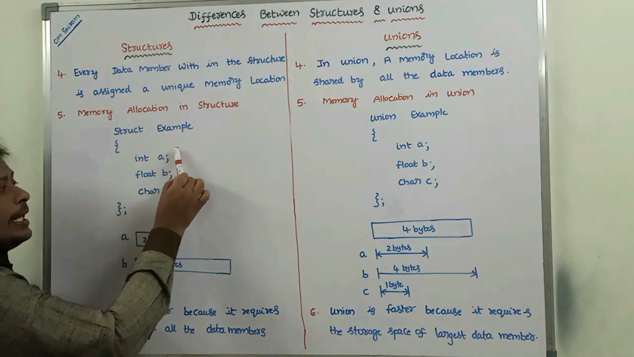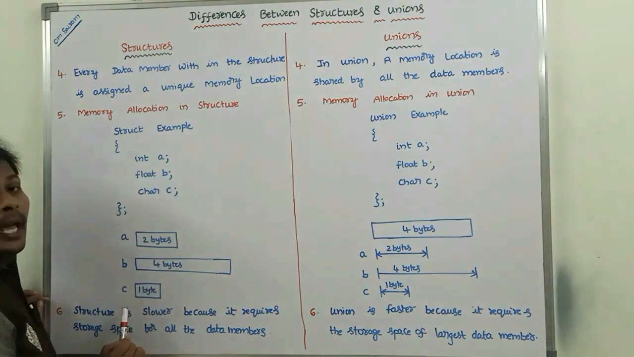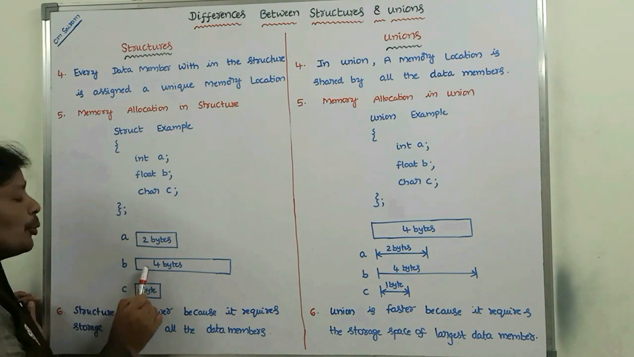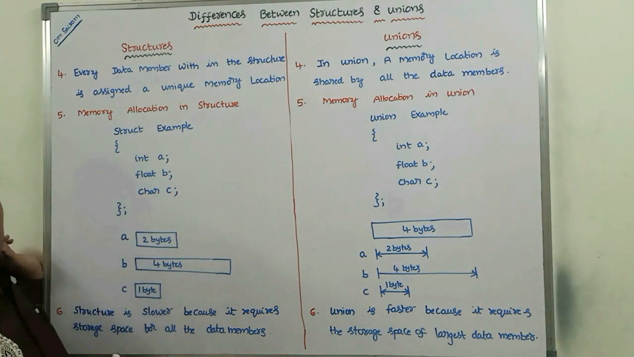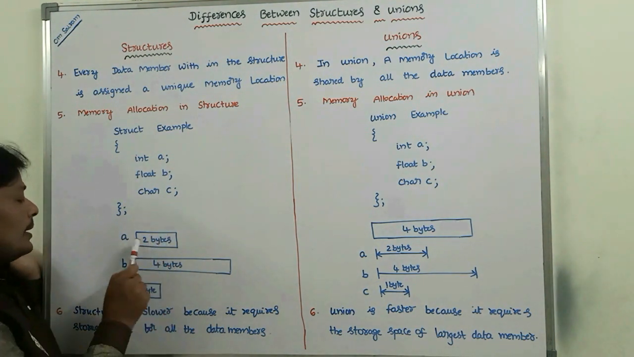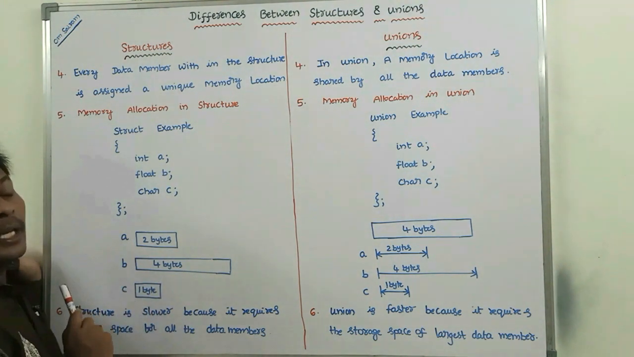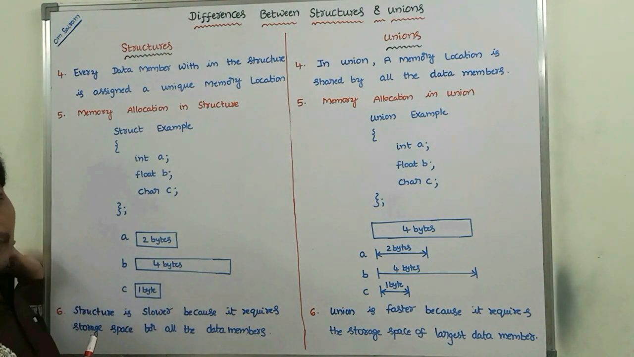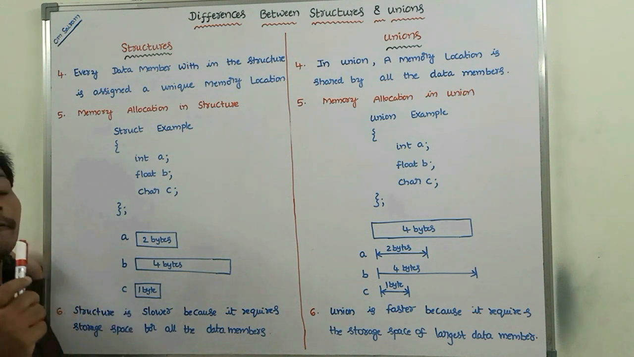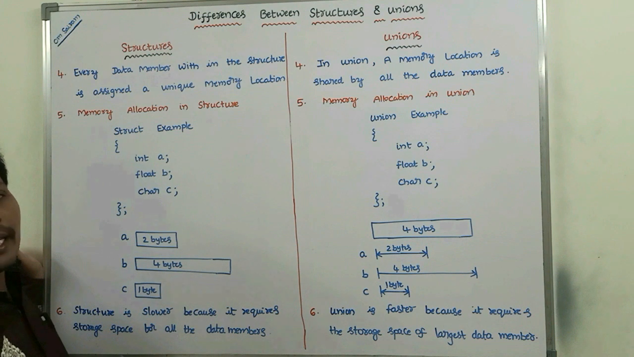So 3 data members are there. For 3 data members, we have to assign a unique memory allocation. For each data member, a unique memory allocation. How many data members are there in a structure? For each and every data member, we have to allocate a unique memory allocation.